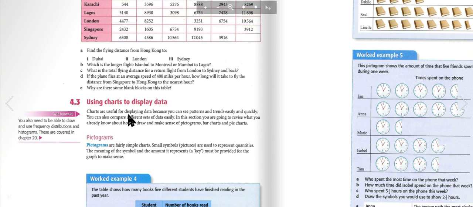Charts are useful for displaying data because you can see patterns and trends easily and quickly. You can also compare different sets of data easily. In this section, you are going to revise what you already know about how to draw and make sense of pictograms, bar charts, and pie charts. Let's start.